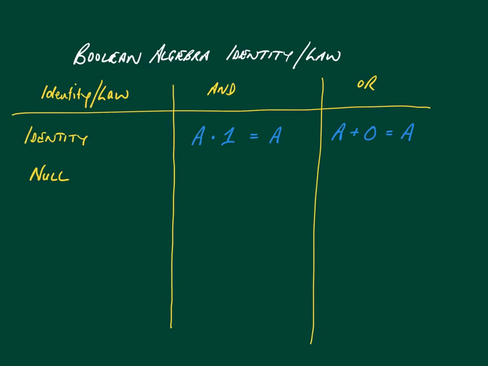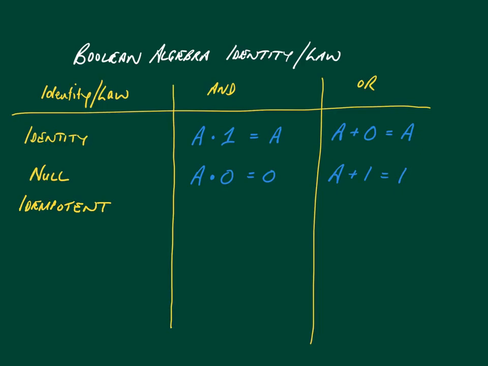For null, it doesn't matter what A is, because in either case, if it's A and 0, the output has to be 0. So it doesn't matter what A is. And for A or 1, it doesn't matter what A is, because the output will always be 1.